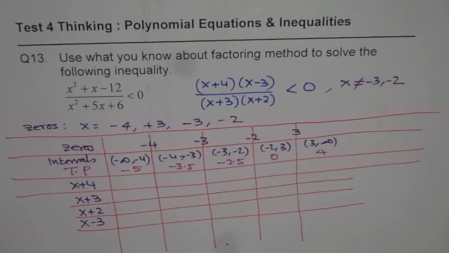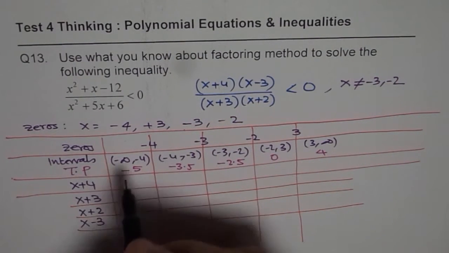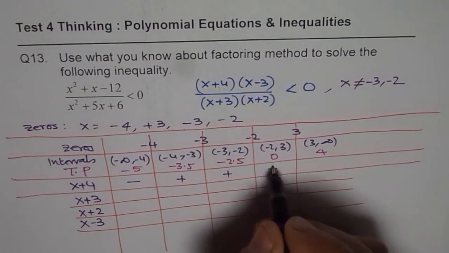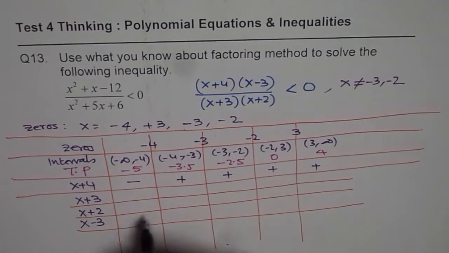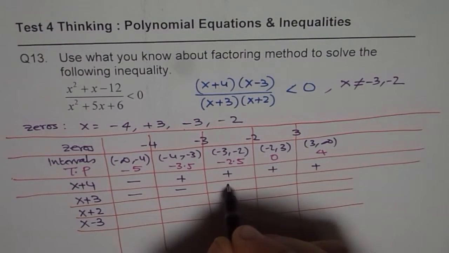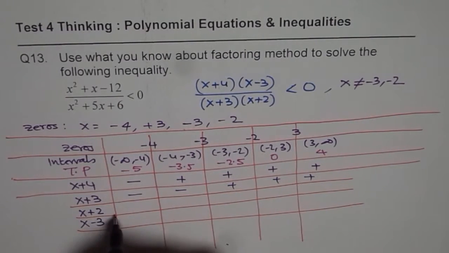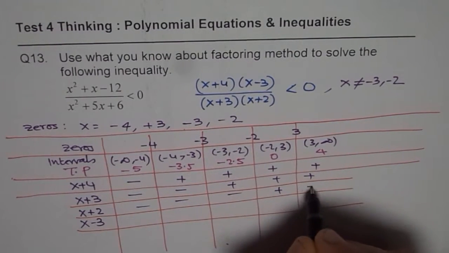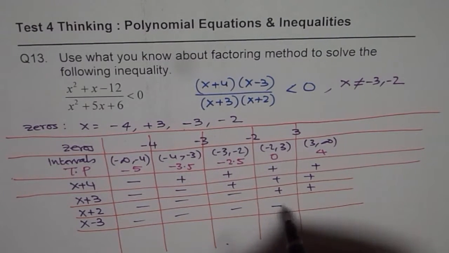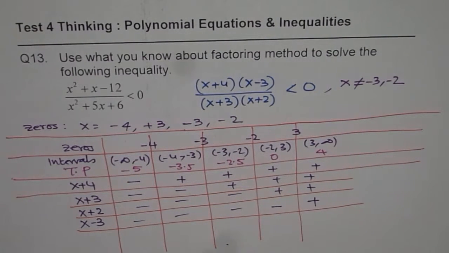We are only looking for signs, positive or negative. If I plug in minus 5 into x plus 4, I get negative. If I plug in minus 3.5, we get positive for all of these, since I've arranged them in that order. X plus 3: negative, negative, positive, positive, positive. X plus 2: negative, negative, negative, positive, positive. X minus 3 will be negative, even for 0 we get negative, and for 4 only we get positive.